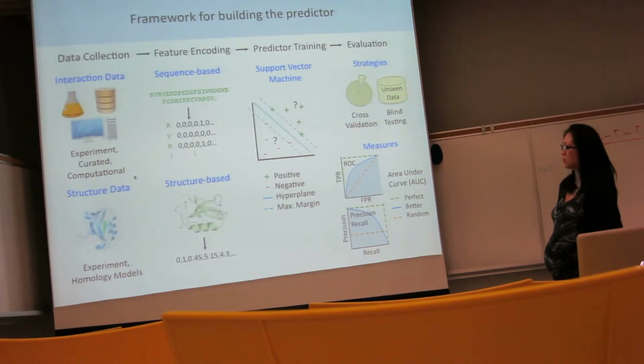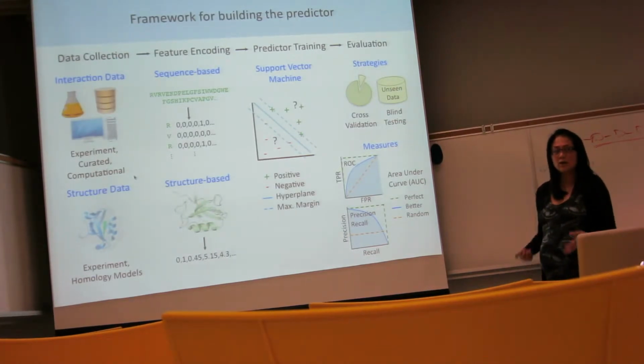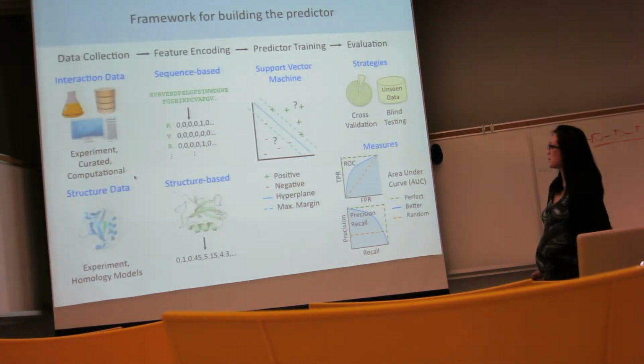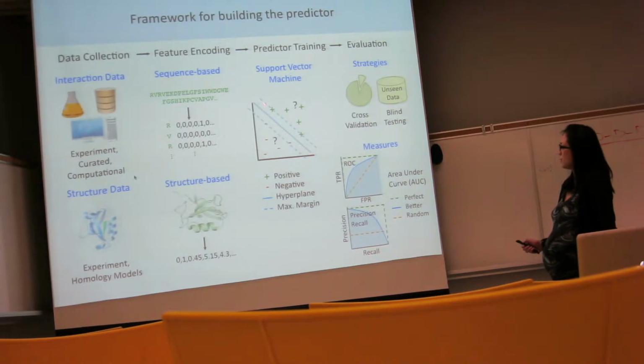So I used a support vector machine, which is a binary classifier. It basically takes positive information and negative information and tries to find a line that best separates the 2 classes from each other. Predictions are made by determining which side a given data point falls. So if it falls on this side, then it's predicted to be positive, otherwise negative.